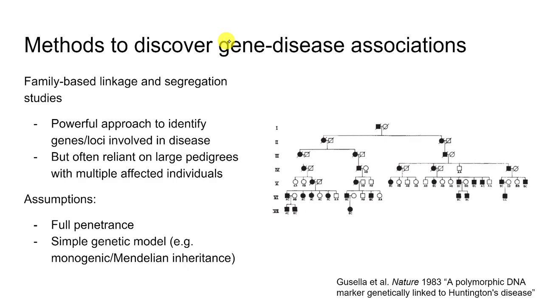It also has a couple of really key assumptions. It assumes that there's full penetrance of the genetics on the disease. So as soon as you have a variant in a gene that's relevant to the disease, you will have that disease. We'll get a little bit more into penetrance later. And then it also depends on this very simple genetic model, which is as soon as you have genetic variation in a single gene, you will get that disease. This is called monogenic or Mendelian inheritance.